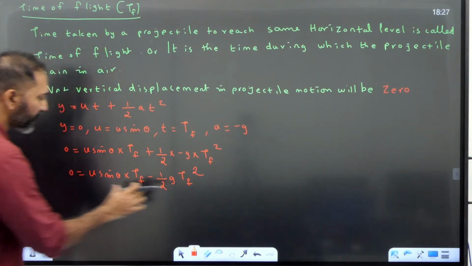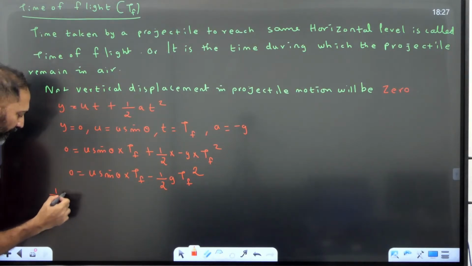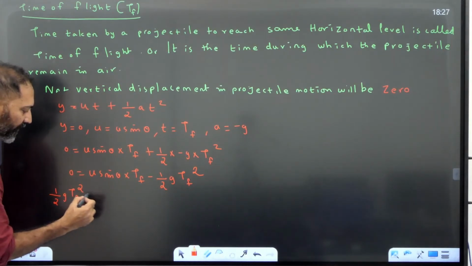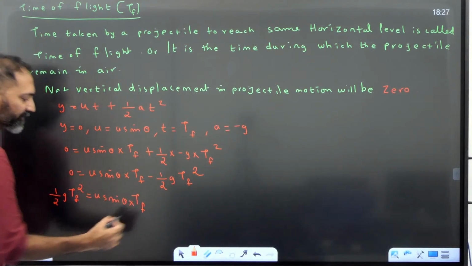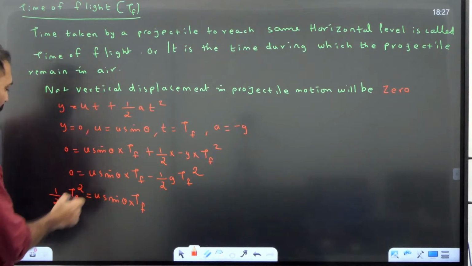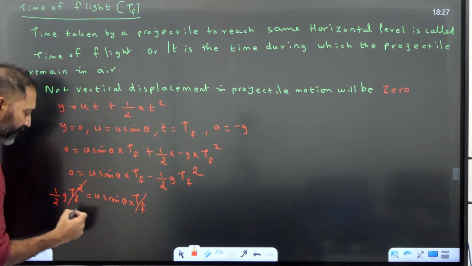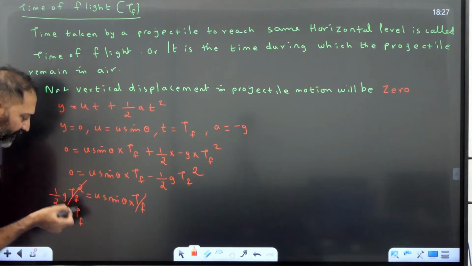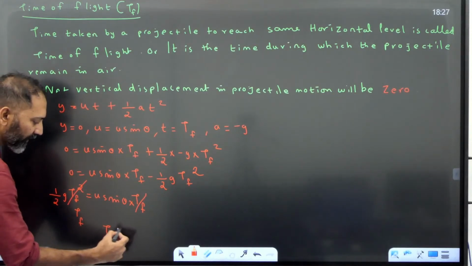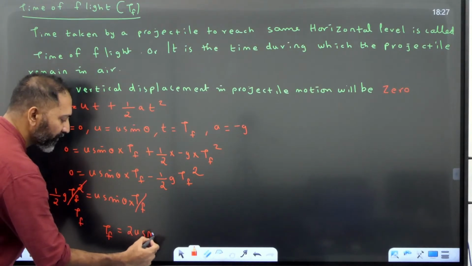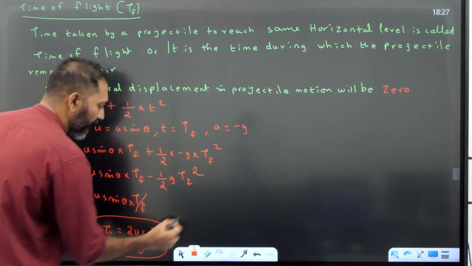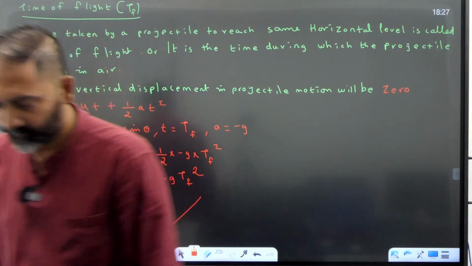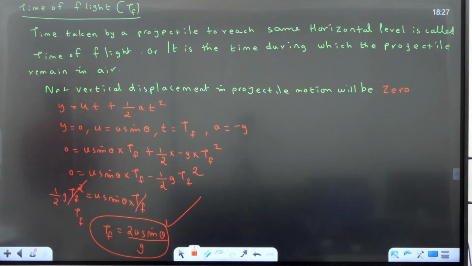Now this minus half goes to the other side. So half g t suffix f square is equal to u sin theta into t suffix f. So t suffix f cancels, leaving one t suffix f. So t suffix f is equal to 2u sin theta by g. This is the equation for time of flight in projectile motion.